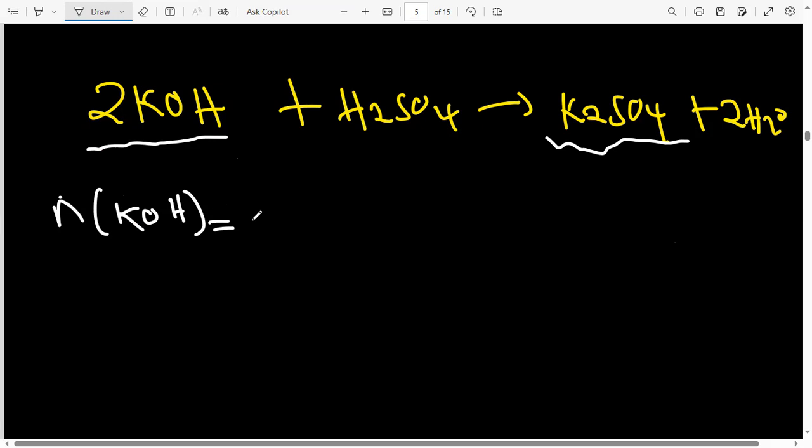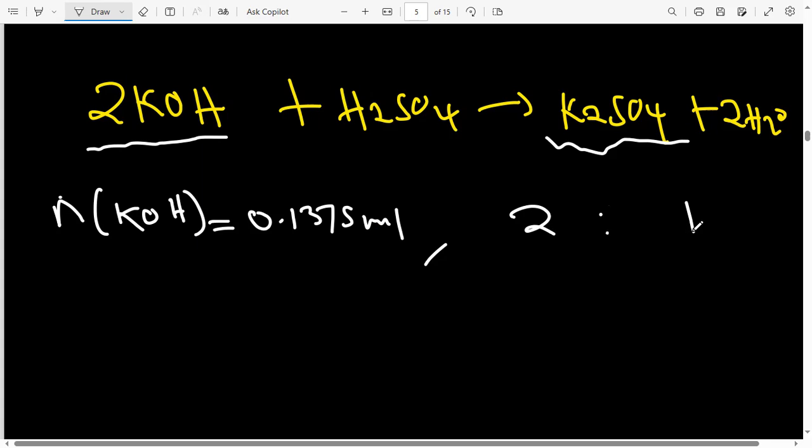We found that these moles were 0.1375 moles. So now let's get the mole ratio between potassium hydroxide and potassium sulfate. So the moles here are what? The ratio is 2 to 1 there.